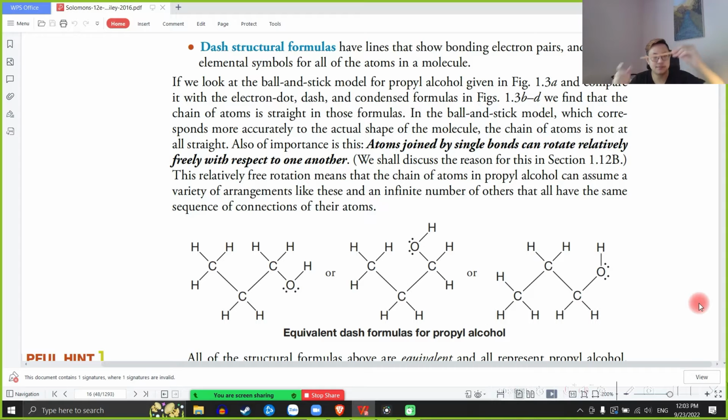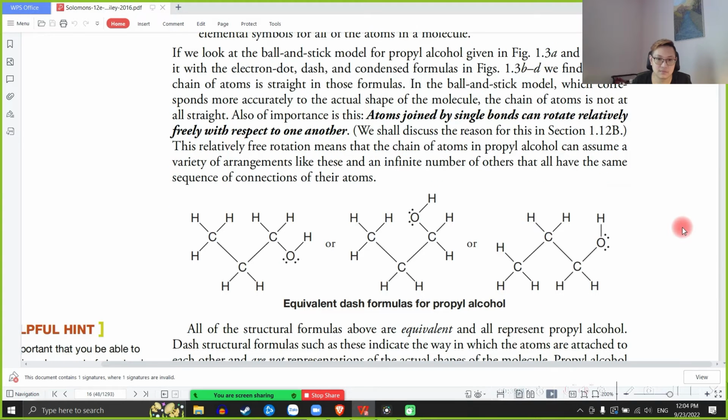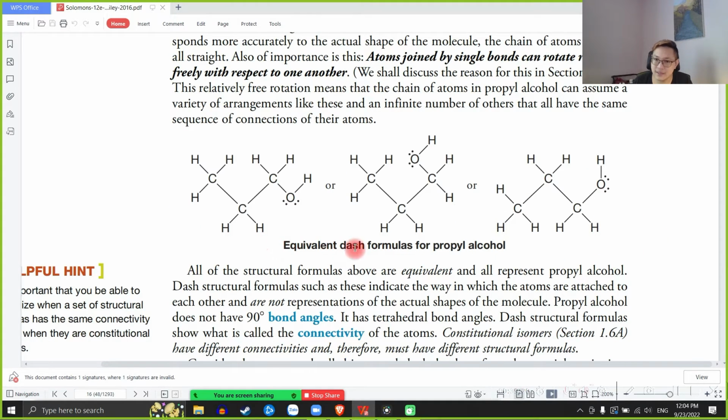Just imagine it like this. If you have a pen like this, things can just move freely like this, right? But when you have a double bond, things start to be difficult to move. Let alone triple bonds. So that's just a way to remember. If single bond, they can rotate freely with respect to one another. So you can write it in any way, going up like this, or upside down like that, whatever.